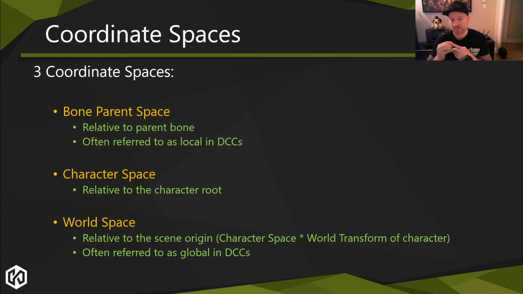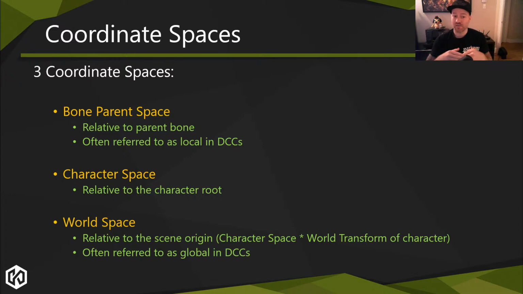But anyways, these names are arbitrary. There are three spaces. The bone parent space. This is the space relative to a bone. So if I have my wrist and it's parented to the elbow, bone parent space is the wrist relative to the elbow. It's the offset from the elbow, right?